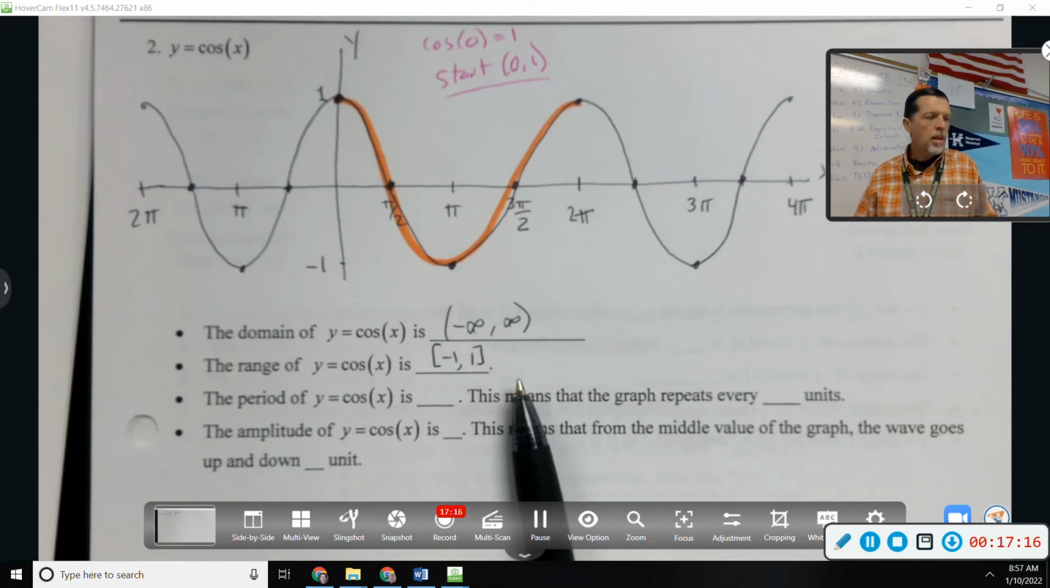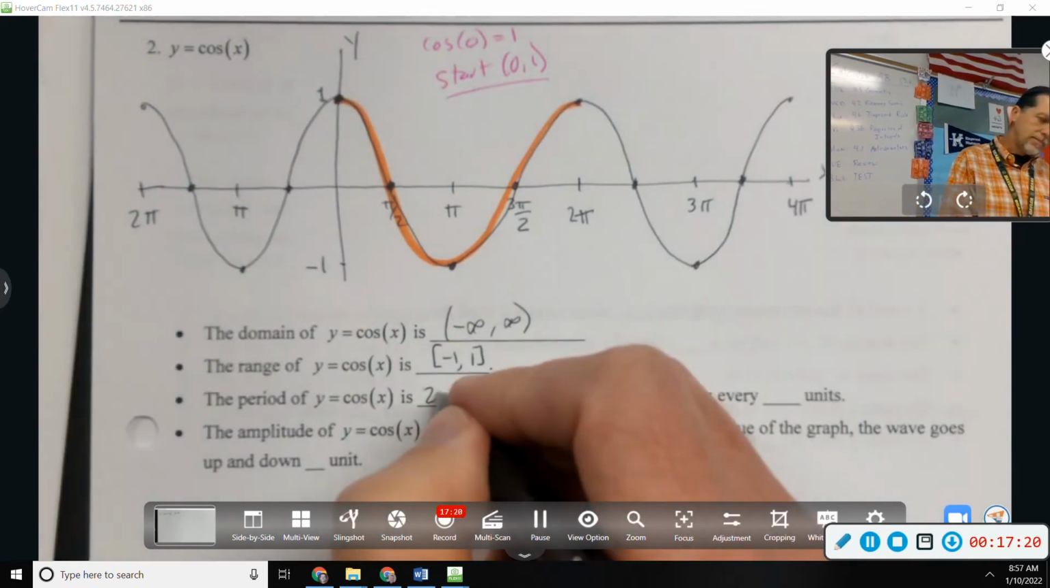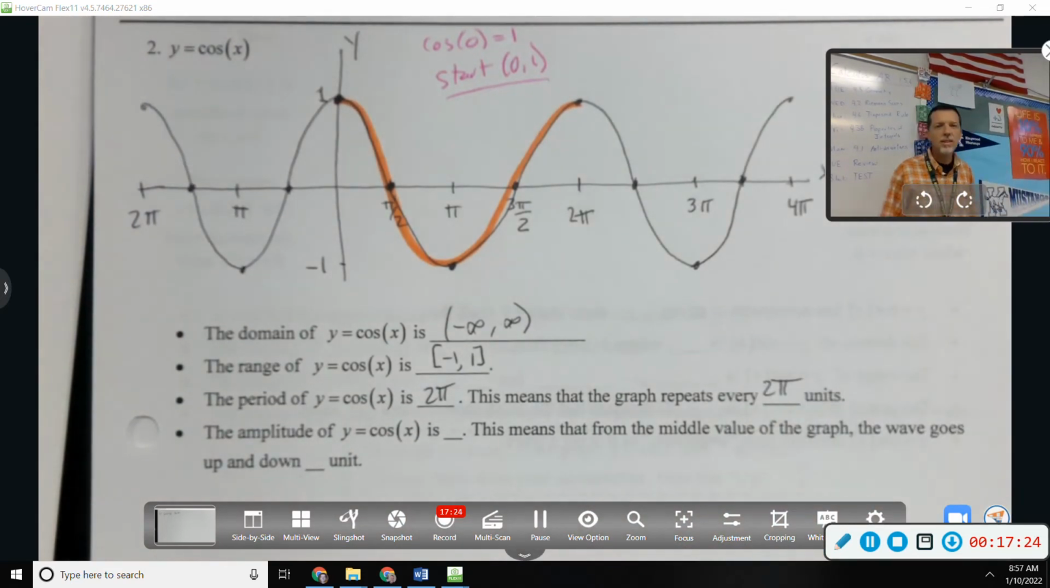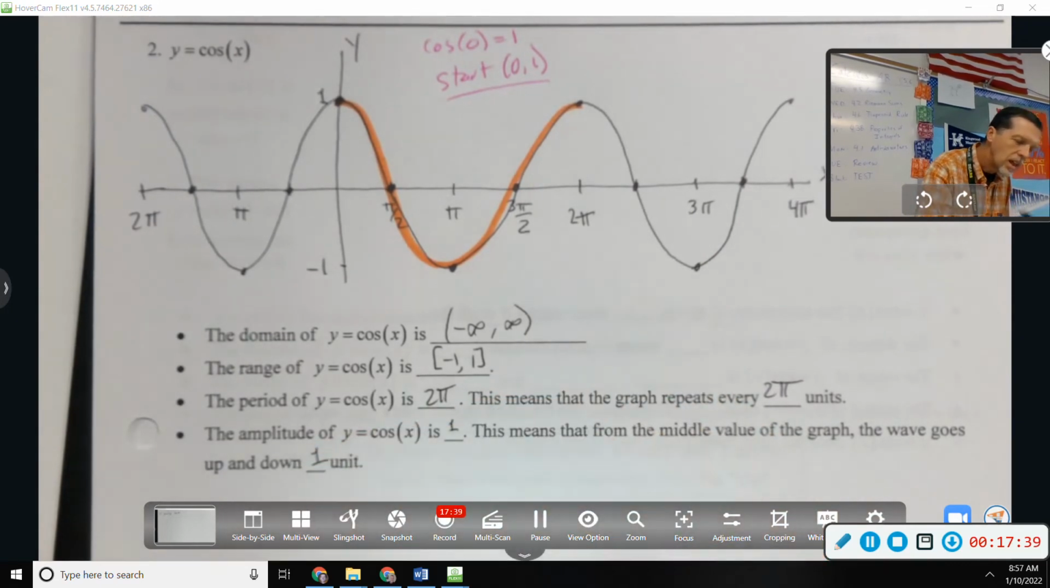How about the period of cosine? When does it start repeating? At 2 pi. Every 2 pi it repeats. Its period is 2 pi. So they have the same domain, the same range, the same period. How about the amplitude? It's going to be the same. It's also 1. The only thing that's different is the starting. So one way to say it is the only thing different is their starting point.